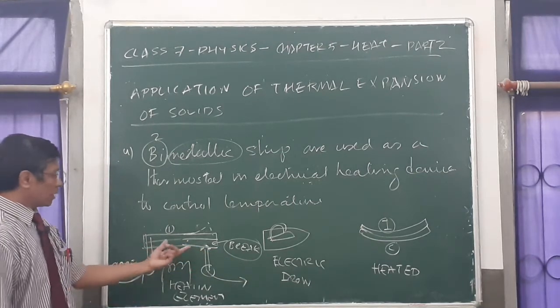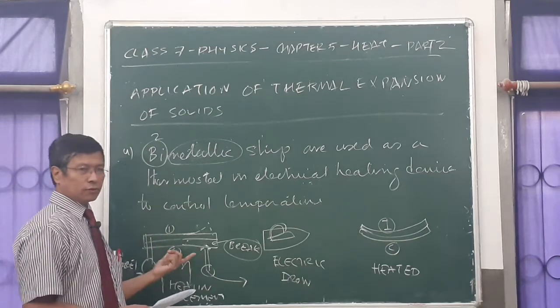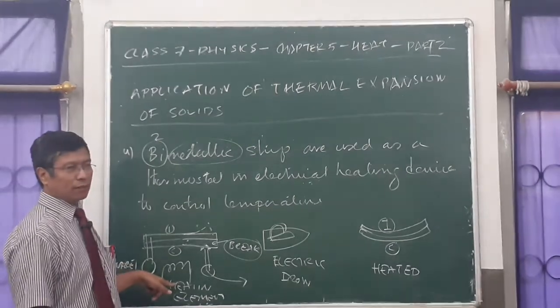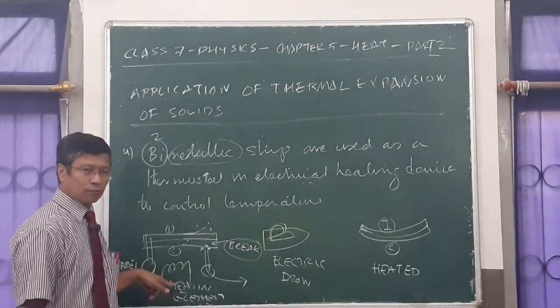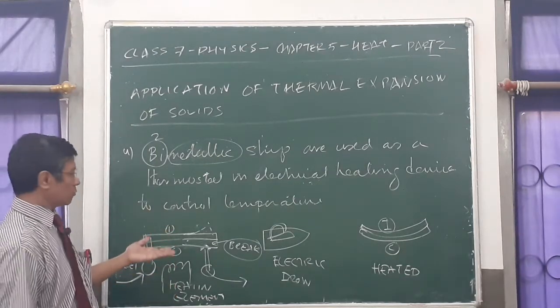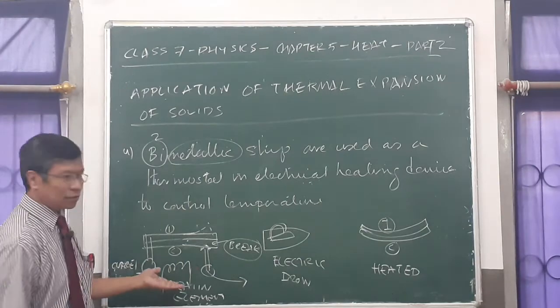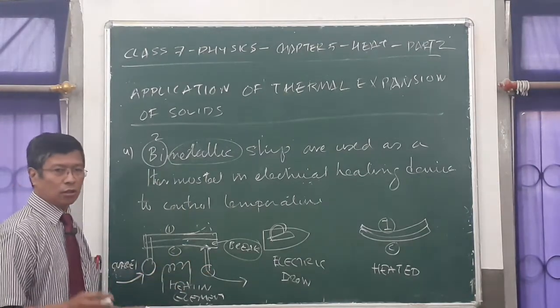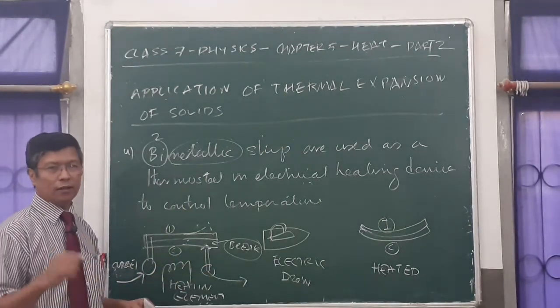So, in this way a bimetallic strip switches off the current to the heating element when the temperature rises beyond a certain point, and then again it connects back and again heats the element. So, therefore, because it is controlling the heating element, it is controlling the temperature of the electric iron, so that you can safely iron your clothes.